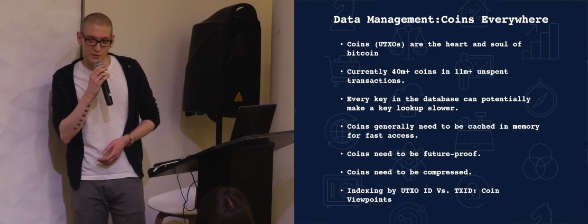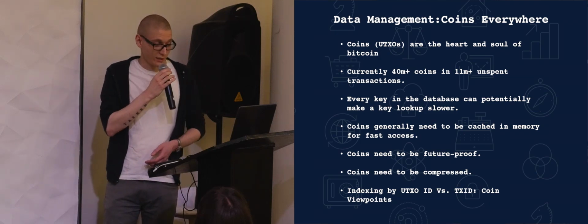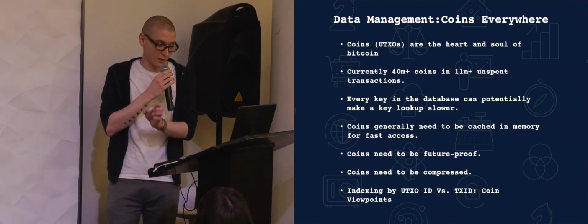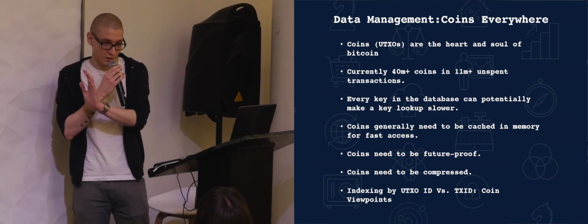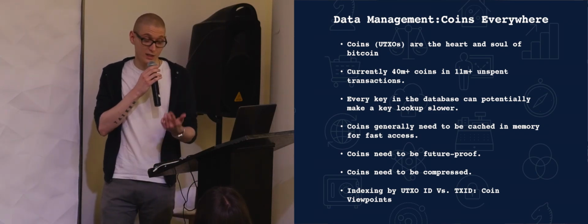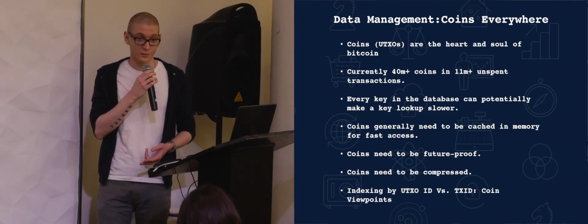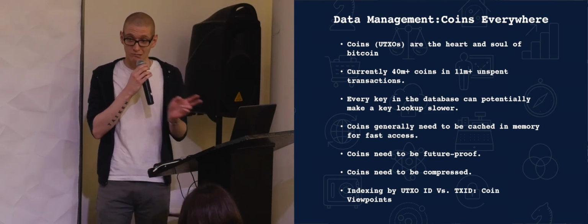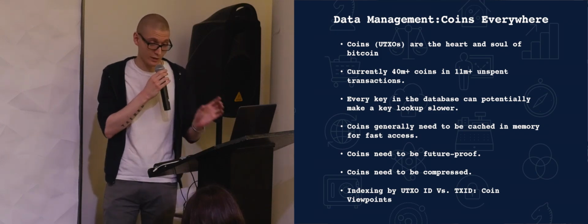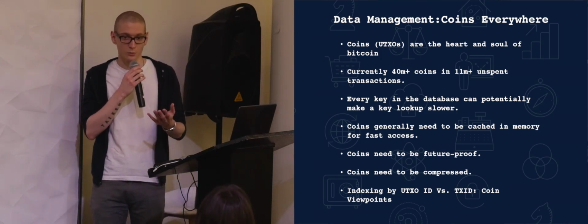We need to store all these coins and we need to index them in some way. But every key in a database can potentially make another key look up slower. And coins also generally need to be cached in memory for fast access. They need to be future-proof because we don't want to have a giant migration if we need another piece of data from the transaction. They also need to be compressed.